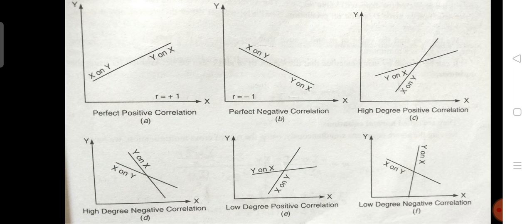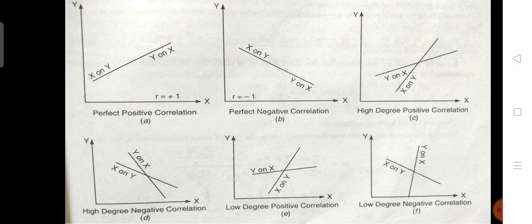This is given: perfect positive relation, that is x on y and y on x, which are coinciding. Perfect negative correlation is r equal to minus 1, where r means the correlation. Okay, and that is given. High positive correlation, where these two coincide, and high negative, low degree positive, high degree positive. These are some symbolic representations, the graphical representation. And if they are perpendicular, there is no correlation. Okay, so these are the graphs for correlation.